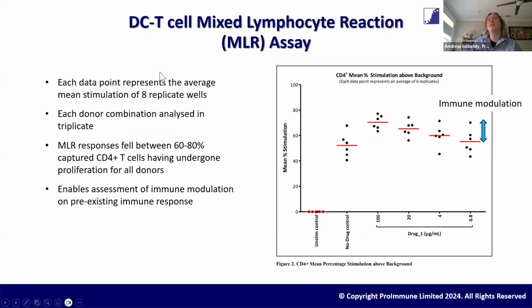And so each data point here represents the average mean stimulation of 8 replicate wells, and each donor would be done in triplicate. A typical non-drug control condition, in this case, is about 55, but about 60 to 80% is typical for the mean stimulation here. And then when the drug is applied at the highest concentration, you can see that there's an immune stimulatory effect, and that's titrated out as you decrease dosage here. That's a really nice way of seeing if you have immune stimulatory or immunorepressive effects of a protein, peptide, small molecule, whatever drug you might be looking at.